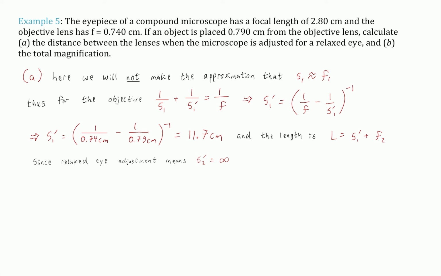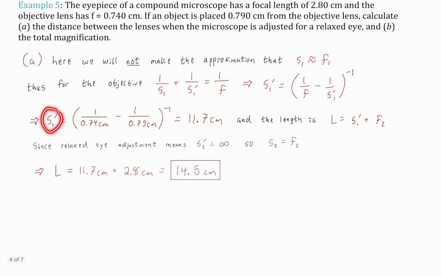Okay, and what I'm saying there is relaxed eye means that I can assume then that that extra distance to sum up L is exactly just equal to the focal length of the eyepiece, because we know if we put the image formed by the objective at the focal length of the eyepiece, then we get a final image, a secondary image that's infinitely far away, but we know that's what we want because we were told we were working with a relaxed eye. Okay, so S2 equals F2. All right, so then I can plug in my value for the focal length of the eyepiece and find that the total length of the microscope is 14.5 centimeters. And indeed 11.7 centimeters, where the image was formed, was most of that.